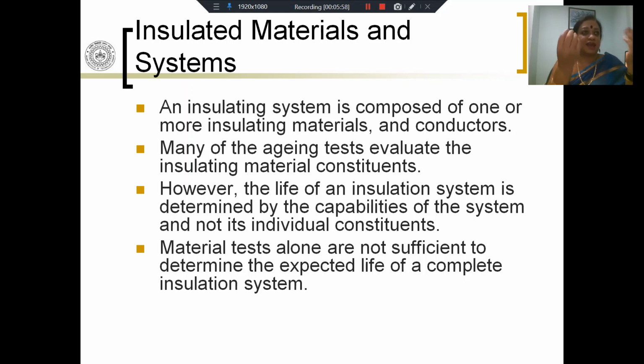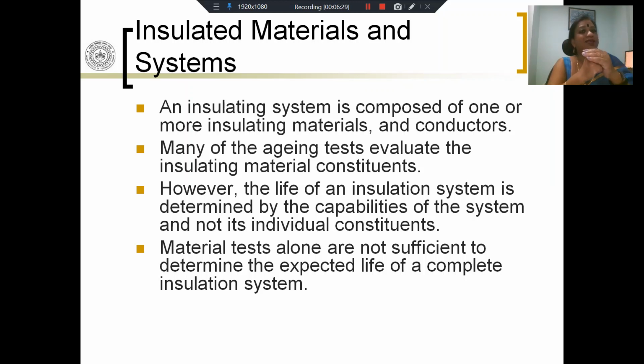An insulating material is any dielectric material which is used for electrical insulation in any kind of apparatus. In this course, we are going to talk about power apparatus. Now, an insulating system is not just a single material. It is the entire system comprised of maybe more than one insulating material, and also the conductors, because the proximity of the conductors will influence the behavior of the dielectric materials.